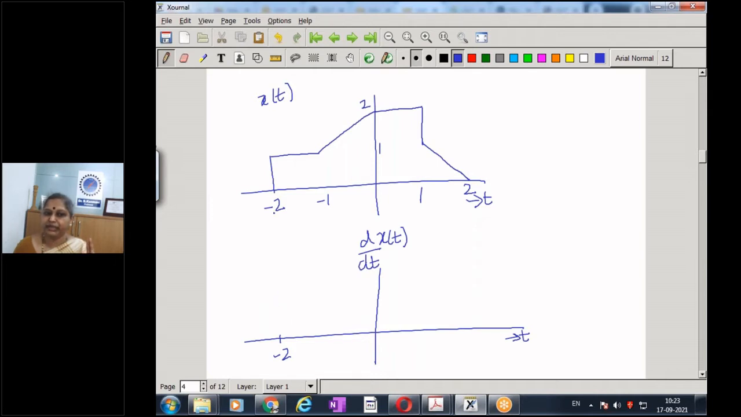Imagine I'm walking along this line from minus infinity. There was nothing, no signal at all. The moment I came to minus 2, there is a signal and there's a sudden change in amplitude. By how much is the amplitude changing at minus 2? Is it increasing or decreasing? It is increasing. So yes, by 1 unit. So there is a sudden change by 1.